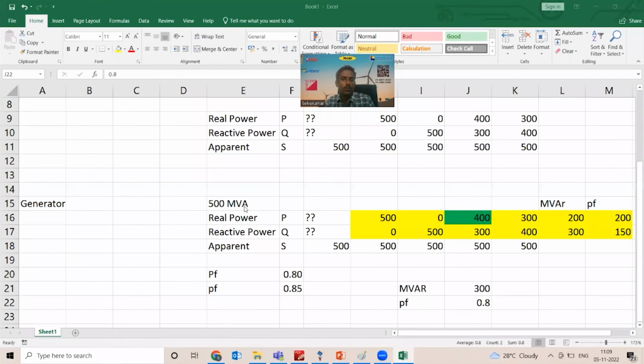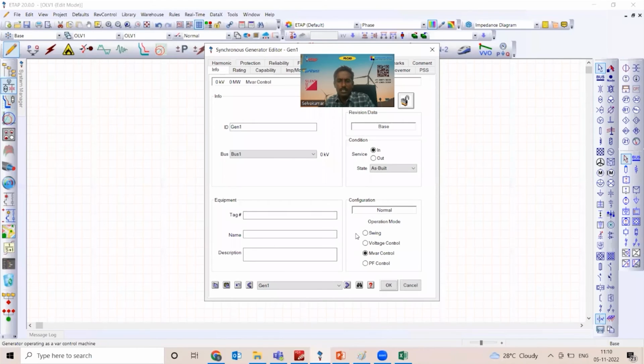Q equal to V square by X, in fact. That Q is proportional to the square of the voltage is applicable for passive inductive and capacitive equipment, not really for generators. So we have seen what is voltage control, what is MVR control, what is power factor control.